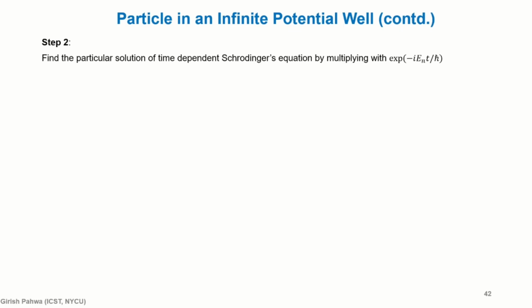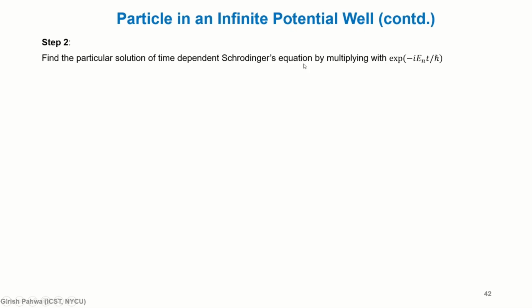So the particular solution of the time dependent Schrödinger equation can be obtained by multiplying with exponential of minus iota E t over h bar. For psi 1, you multiply with exponential of minus iota E1 t over h bar. For psi 2, this E becomes E2. So in general, it is En, corresponding to each of the eigenfunctions. You get all of these new particular solutions of the time dependent Schrödinger equation.